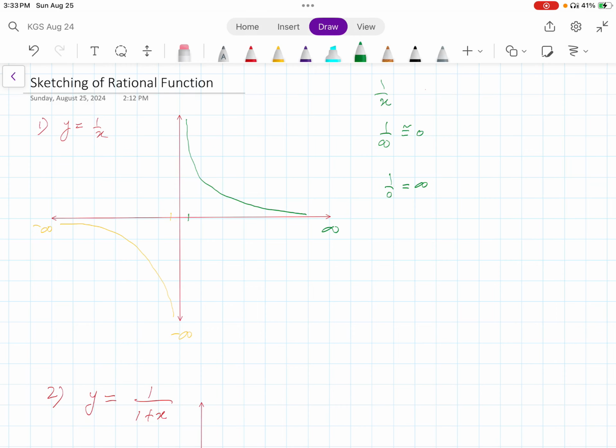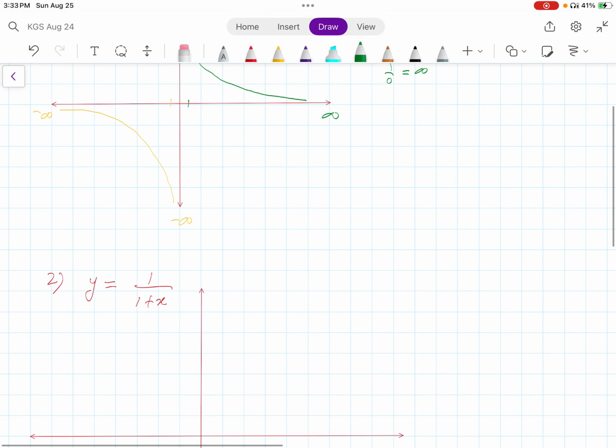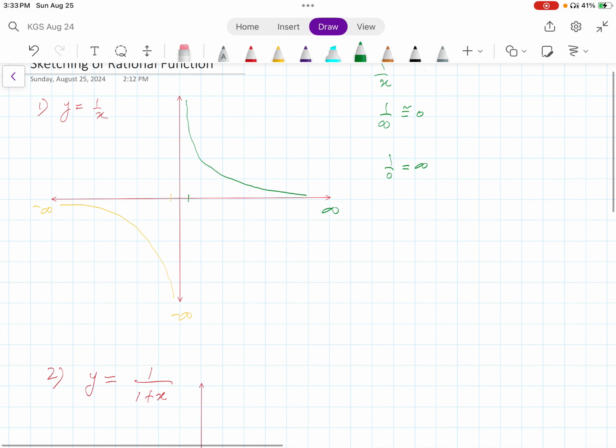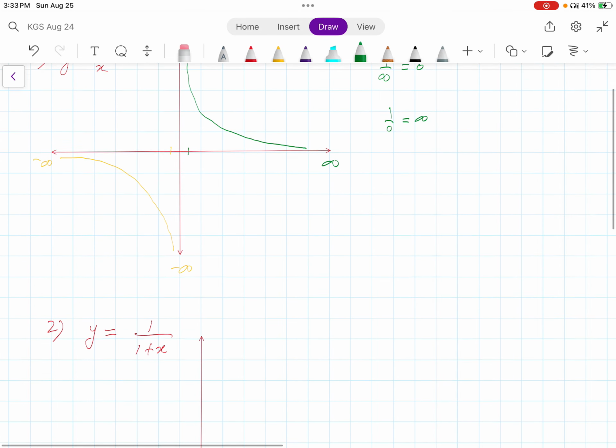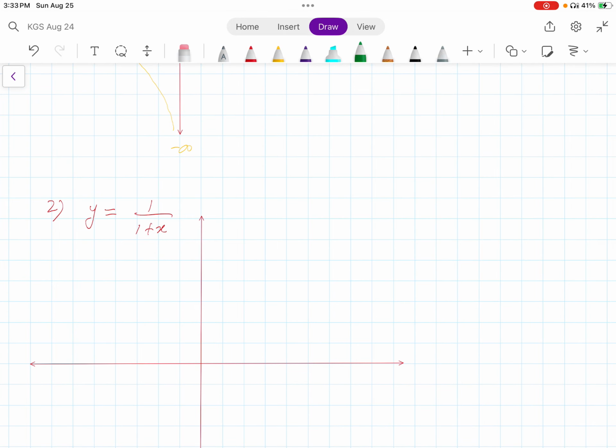Now in the second example, we are going to sketch the graph of y equals 1 over 1 plus x. It is similar to the previous example. The only difference is that the denominator is 1 plus x. Now we notice when we plug in x equals minus 1, y becomes 1 over 1 minus 1, which is 1 over 0, and that is infinity.